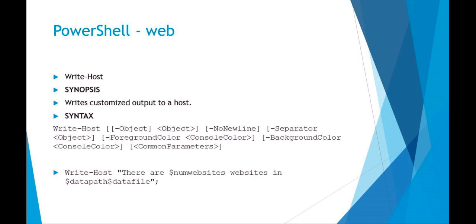Also recall the Write-Host for displaying output to the screen. You can see the syntax here. You've got no new lines, separators. You can change foreground and background color. So a lot of fun things you can do to make your output look nice. But in this example, the simplest thing is just Write-Host, and it's just giving some variables printing out to the screen.